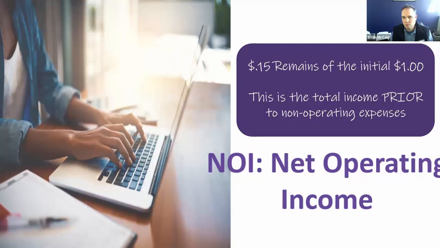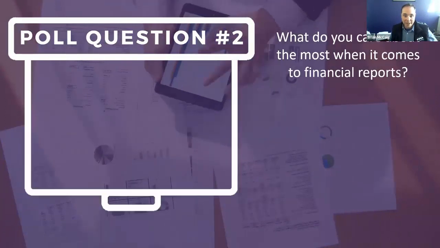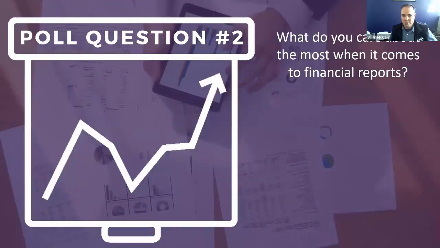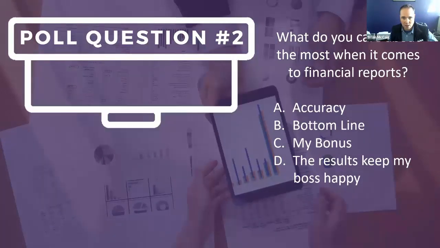But before we go through those last remaining categories, Brian, let's go ahead and tee up another poll question. Let's do it. And the question is, what do you care about the most when it comes to financial reports? I'm going to get that up on your screen right now. And you may say you care the most about accuracy. You may say it's the bottom line. You may say it's your bonus, or you may say the results keep my boss happy.